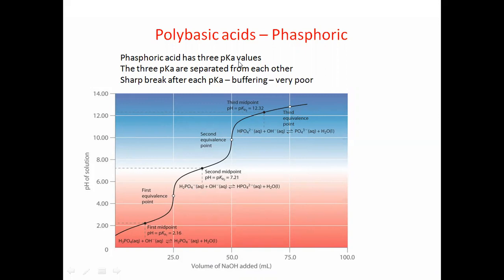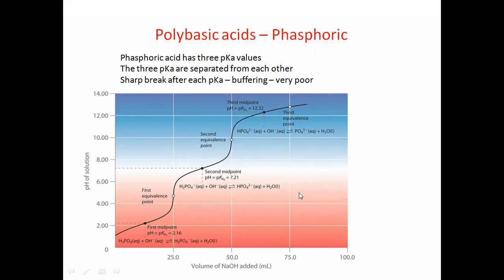Another interesting aspect about the polybasic acid is that the pKa values are widely separated. Look here, it is 2.16, 7.21, 12.32. So the values are widely separated. As the values are widely separated, you can experience buffering in three different regions.